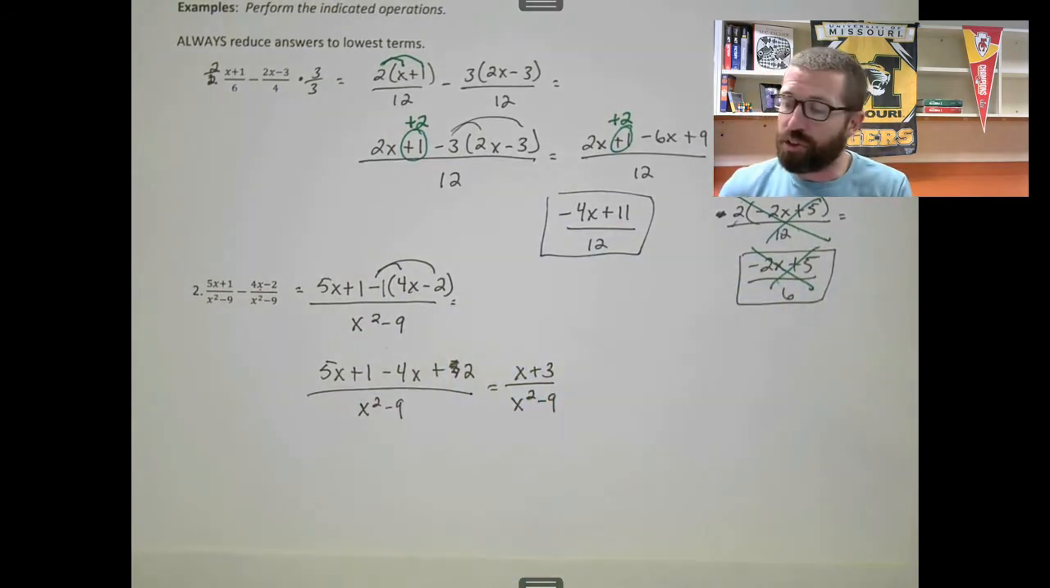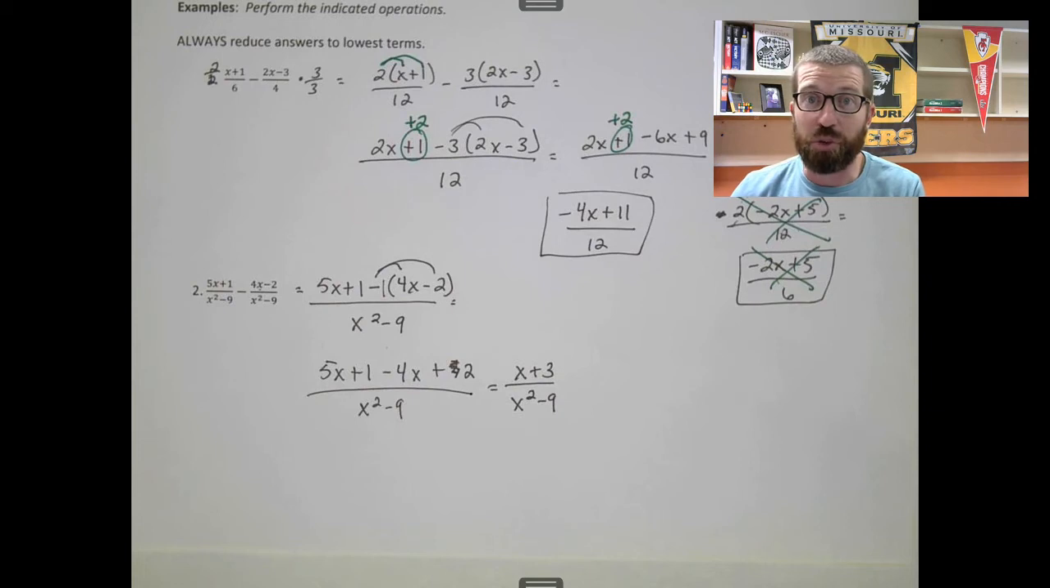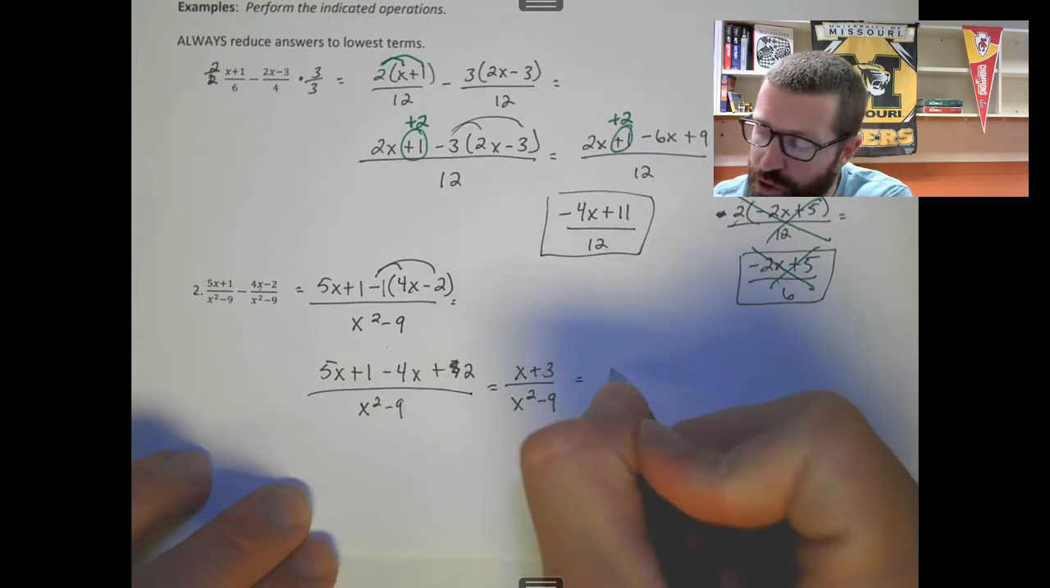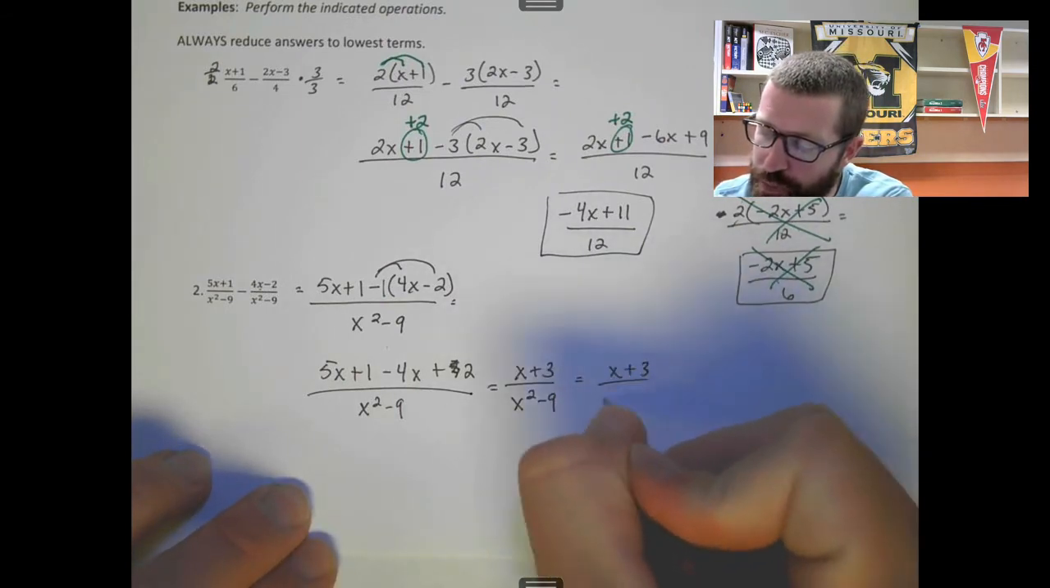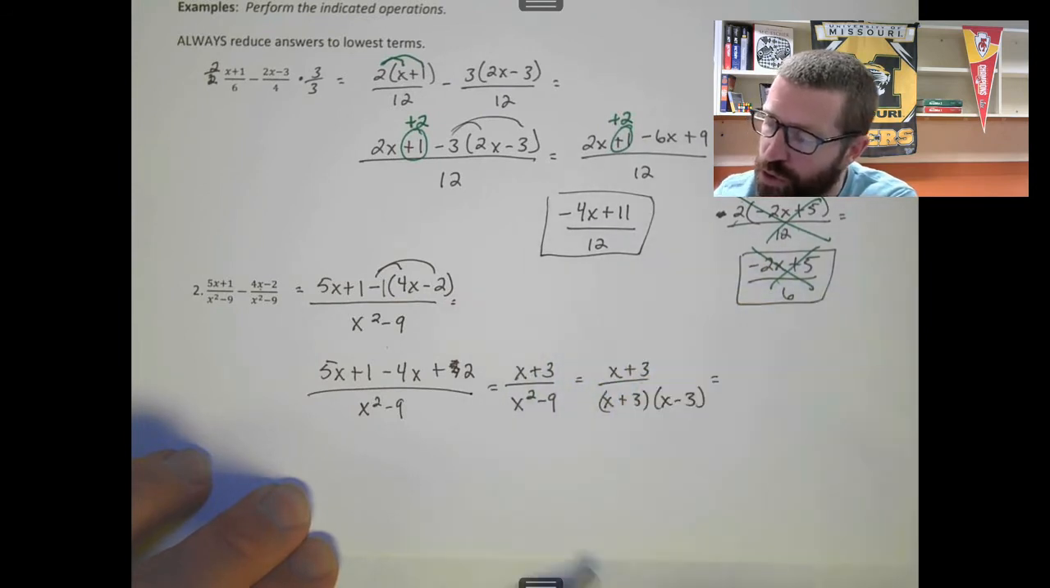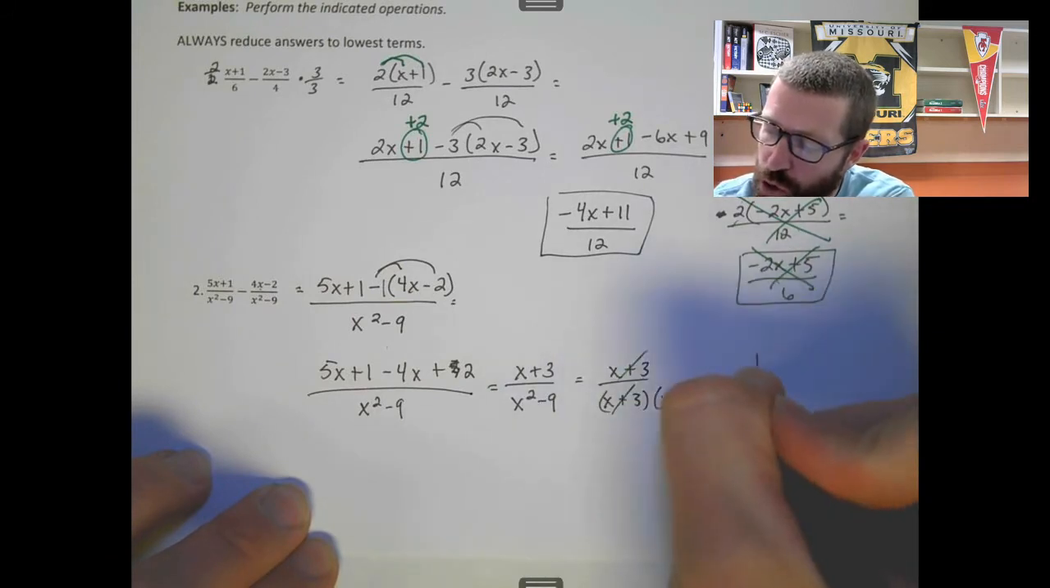Okay, so this is combined, but it's not reduced because we can factor. So just like when you simplify rational expressions, now we have this problem. We have a difference of squares on bottom. So it's x plus 3 and x minus 3. And so those x plus 3 terms will cancel, leaving you with 1 over x minus 3.